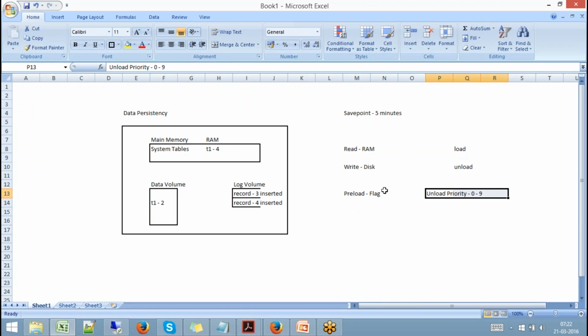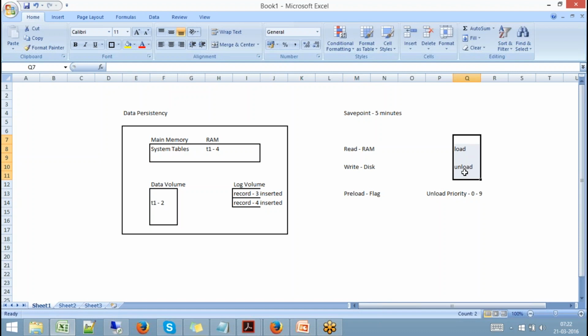So we can control these properties of preload flag and unload priority, whether it has to be loaded or unloaded. Loading and unloading data into and from main memory is a normal manipulation operation. But if you want all this to happen automatically, we control this property while defining the table itself. We can enable it for preload, and we can set up the unload priority.